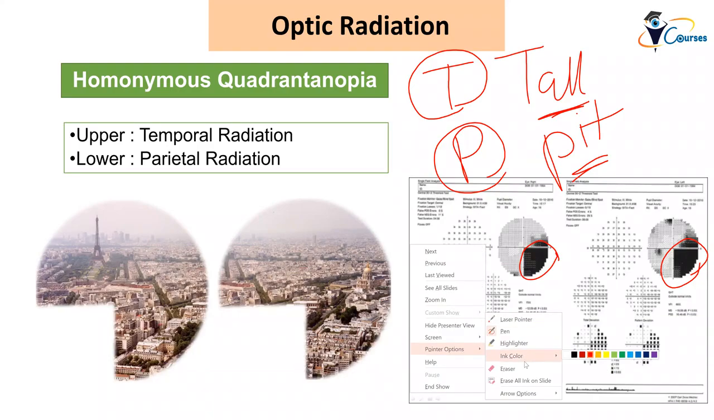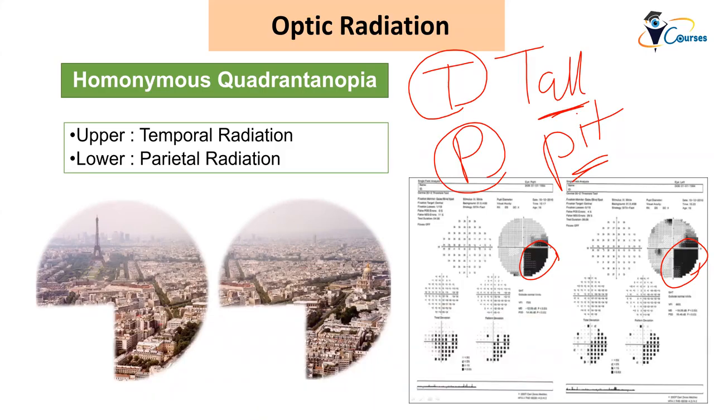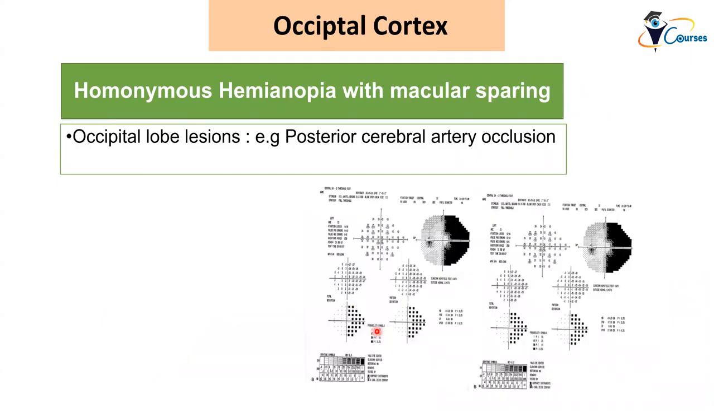Okay, so this is in respect to the quadrantanopia and the optic radiations, the temporal and the parietal radiation. So let's move now to the next kind of visual field defects. So here we come finally to our final destination, which is the occipital cortex. The occipital cortex can cause a variety of visual field defects depending on the location of the lesion.